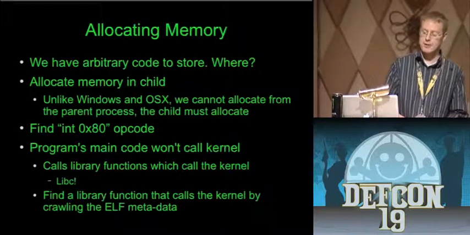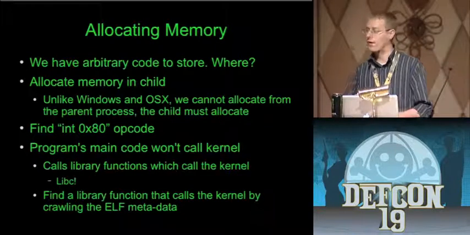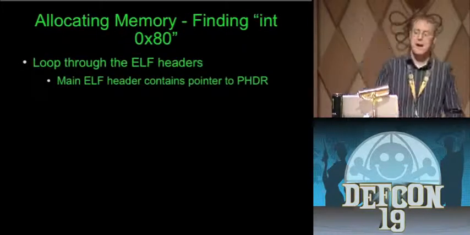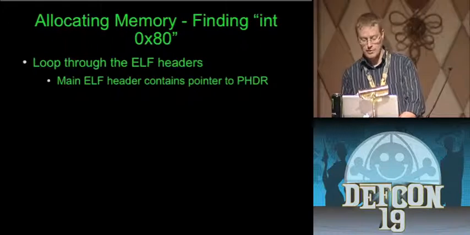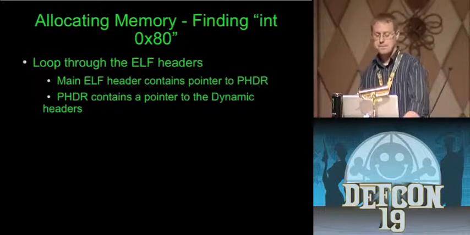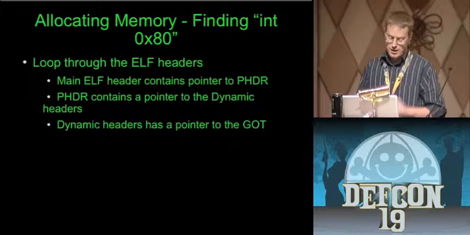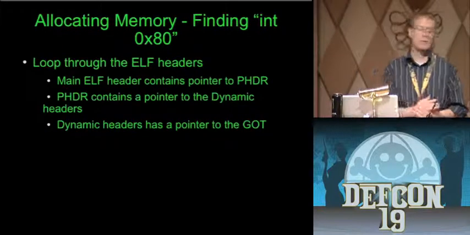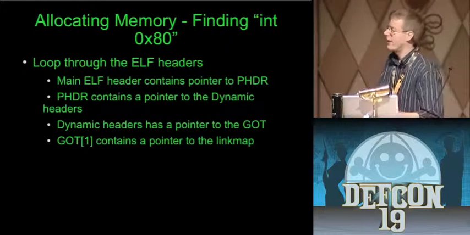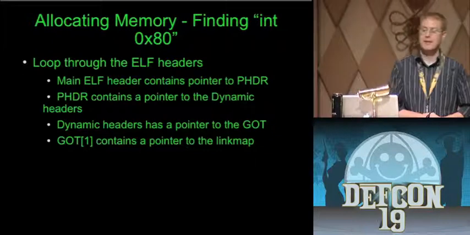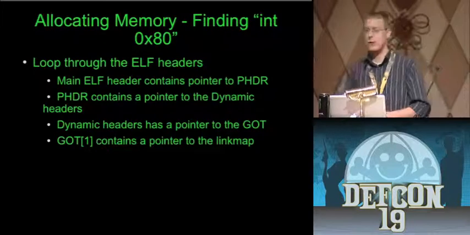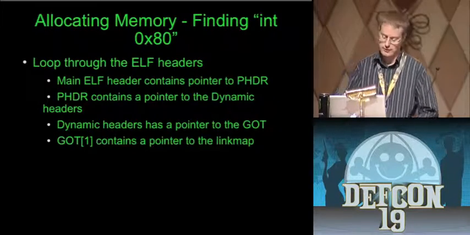We could find a library function that calls the kernel by crawling through the ELF metadata, through all these different headers. So the main ELF header contains a pointer to the program header. The program header contains a pointer to the dynamic headers. And the dynamic headers have a pointer to the global offset table. And the second entry of the global offset table contains a pointer to the link map. I said second, and the slide says 1, because we're starting at a 0 index.